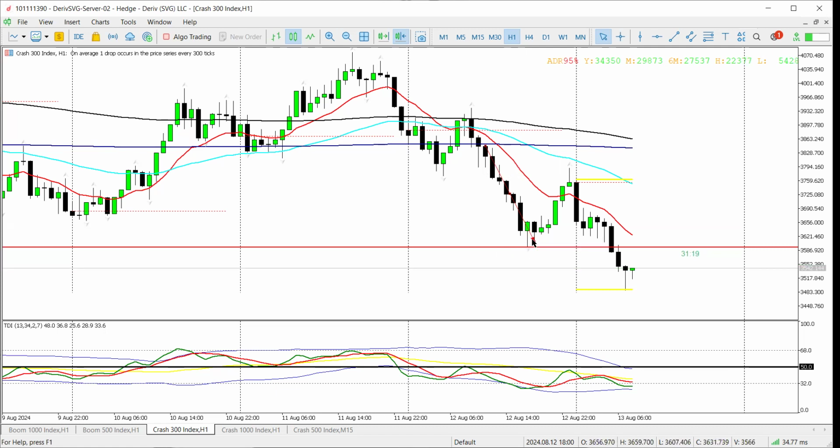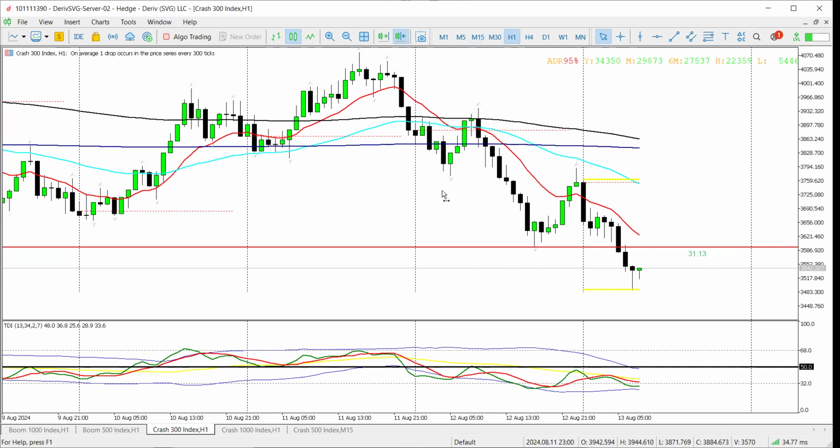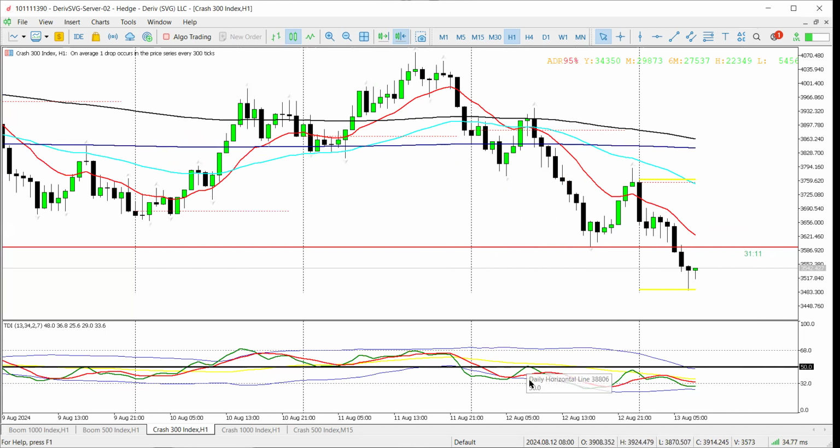As you can see on this arrow here, that's when I shared it to the group. I'm just going to remove it. So based on H1, the entry was clean. On the TDI, we had a 50 static bounce. We also had a baseline bounce.